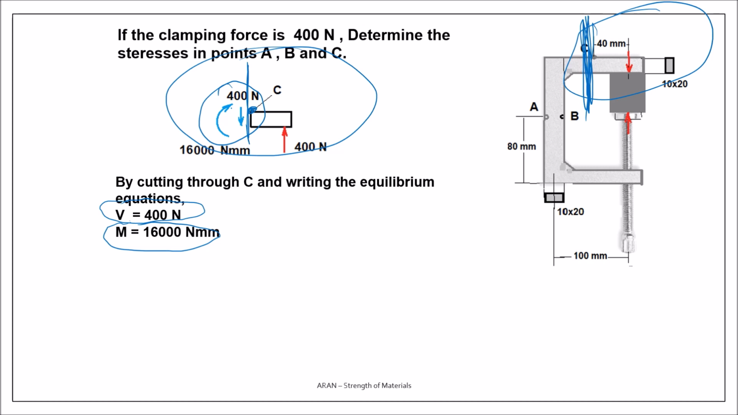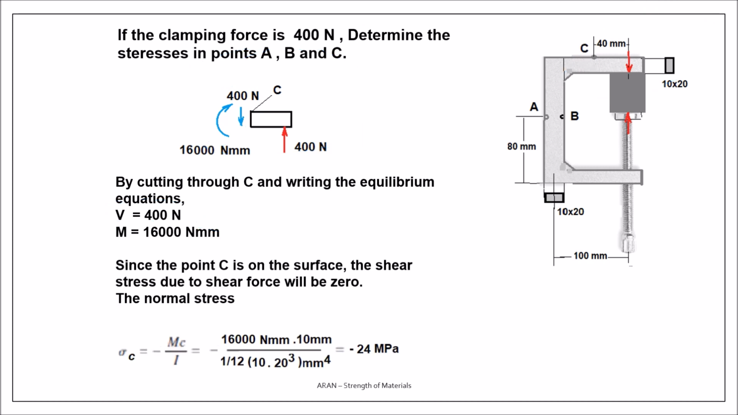In point C, if we draw this section, it is something like this. That is 20, that is 10. My point C is here, and this is the neutral axis. And we know that the force 400 is acting like that. We also know that when you have a shear stress, it's maximum on the neutral axis, and it's 0 on both surfaces. So since the point C is on the surface, the shear stress due to the shear force will be 0. So that was very easy.